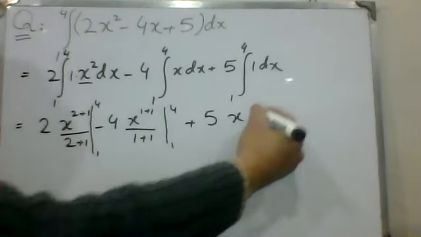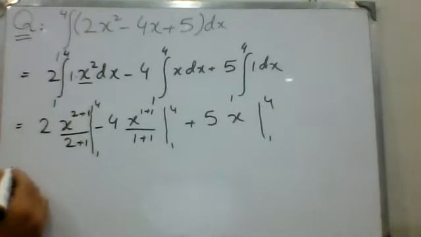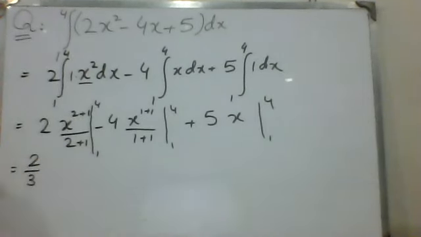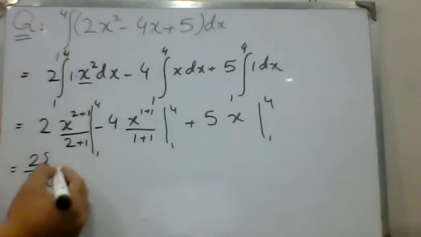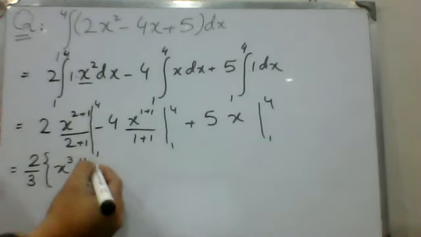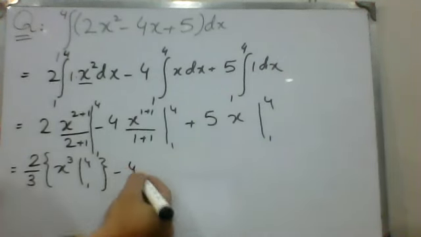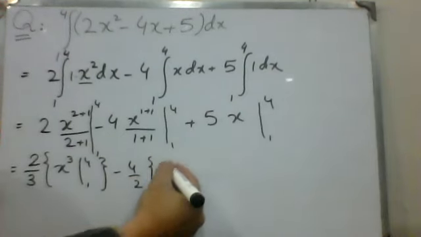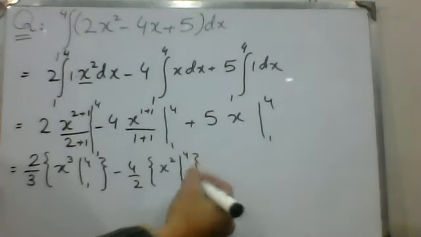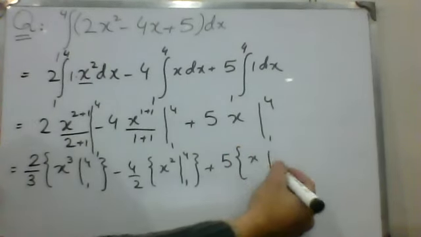Integral of 1 is x, and the limit is 1 to 4. Here 2 and 2 plus 1 is 3, shifted outside of the bracket. Another term is x power 3, and the limit is 1 to 4. The bracket is closed. Minus 4 by 2 bracket x square, limit 1 to 4, plus 5x, limit 1 to 4.